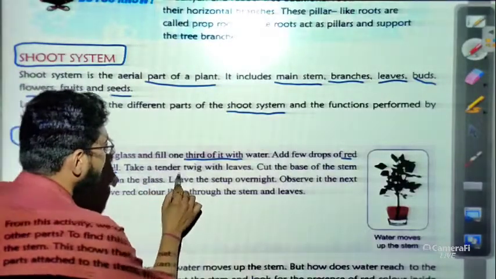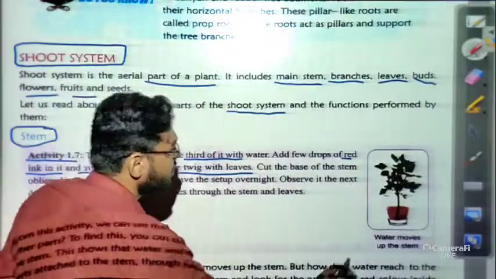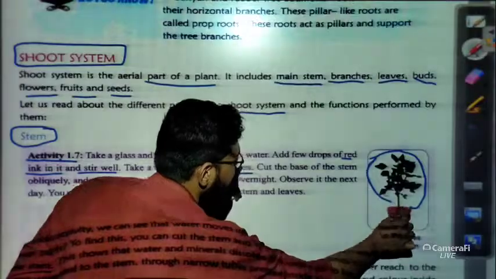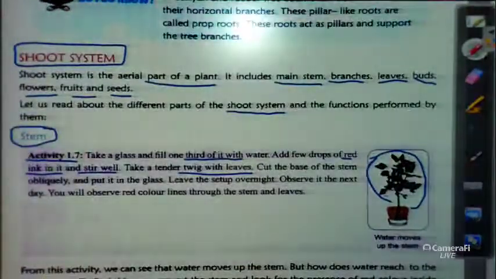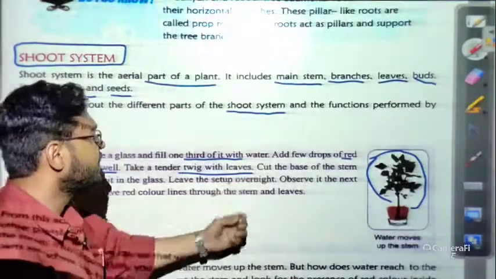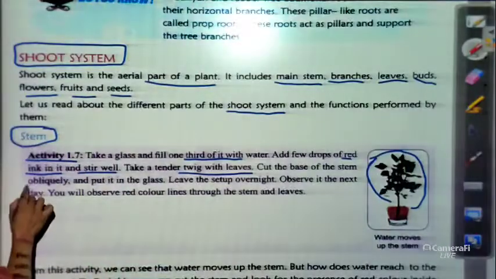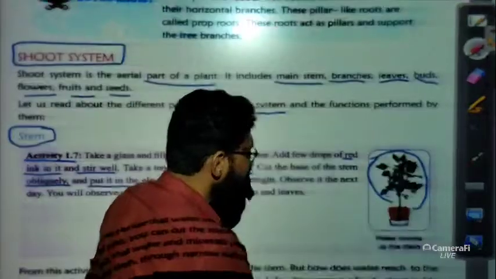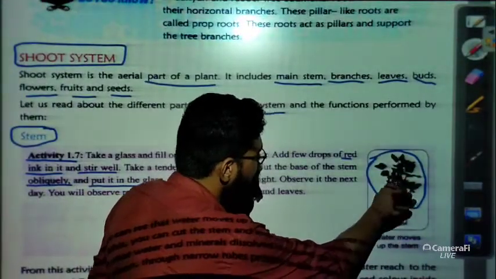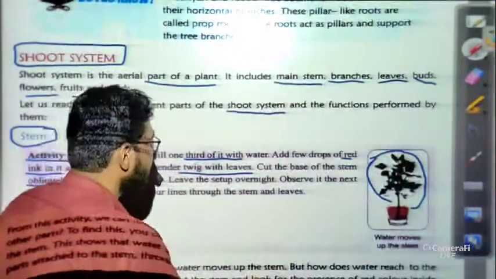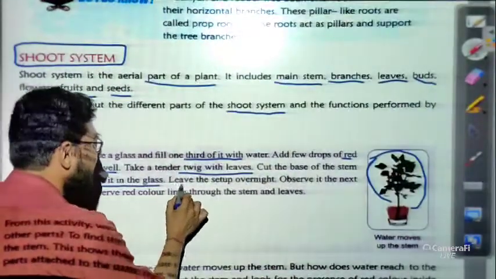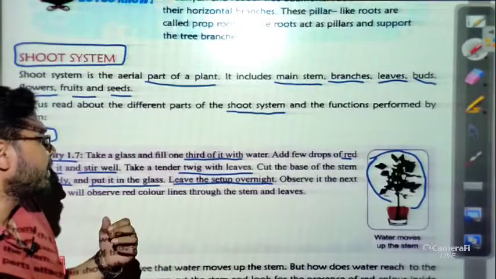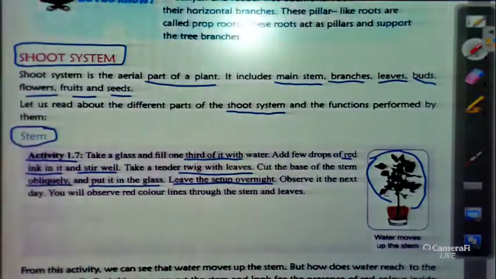Now take a tender twig with leaves. Here you can see we have taken a twig with very short leaves, or you can say herb-type leaves. Cut the base of the stem obliquely and put it in the glass of water, and leave the setup overnight. Then what do we observe the next day?